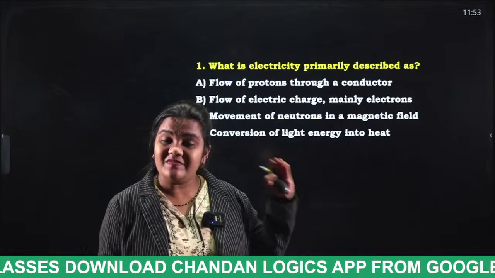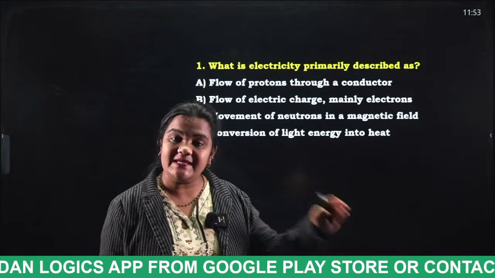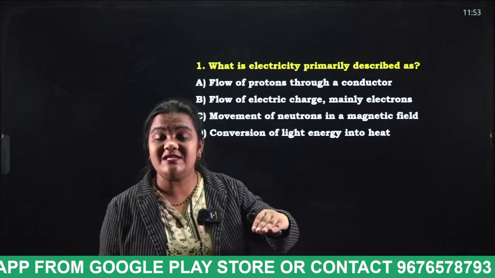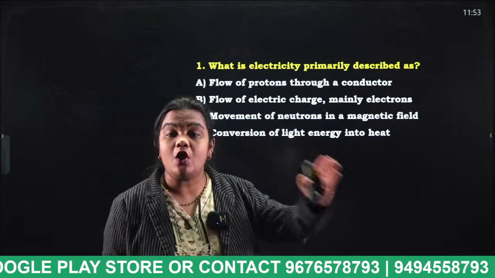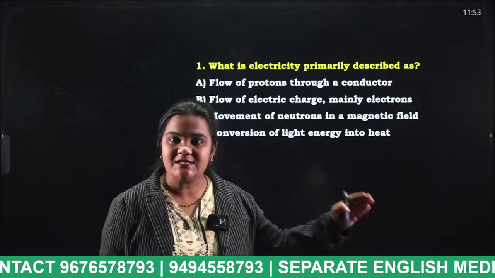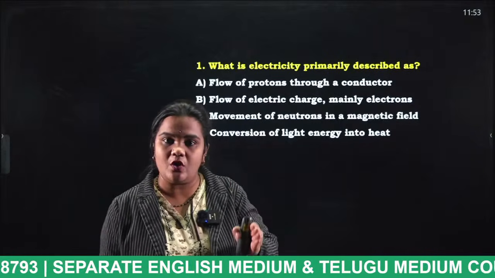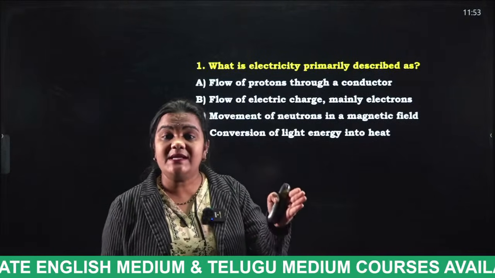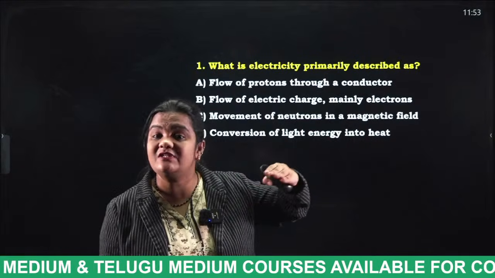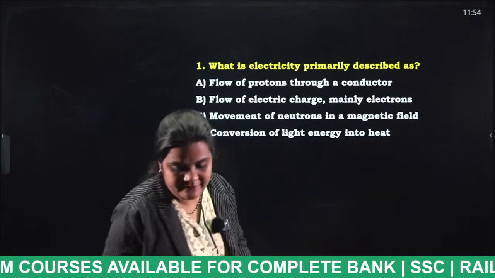At the beginning of the session itself, I have explained what is electricity. Electricity is nothing but flow of charges, especially electrons. Charges are of two types. Positive charge, which is known as proton, negative charge, which is known as electron. So mostly the flow of charges, especially which type of charges? Electrons. Okay, very good.